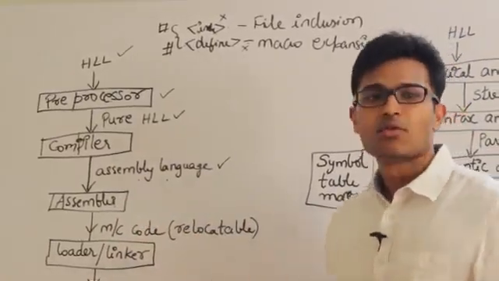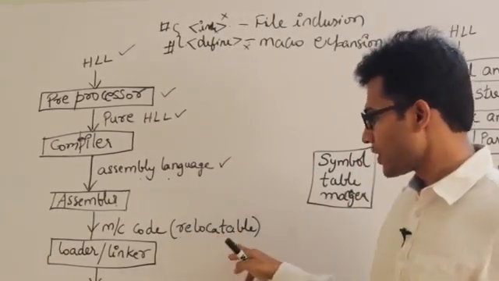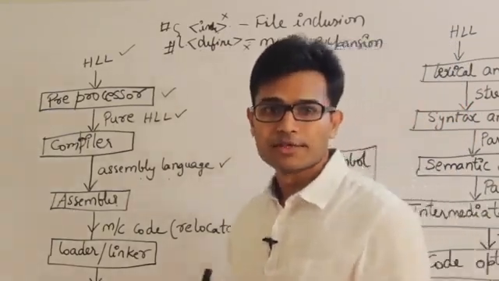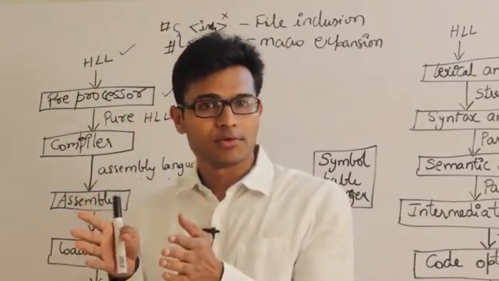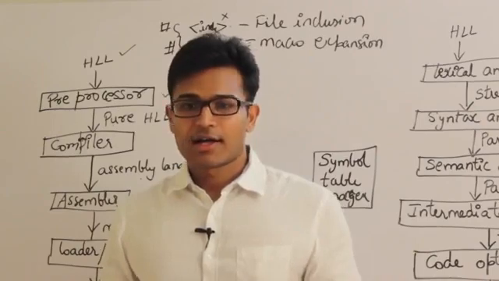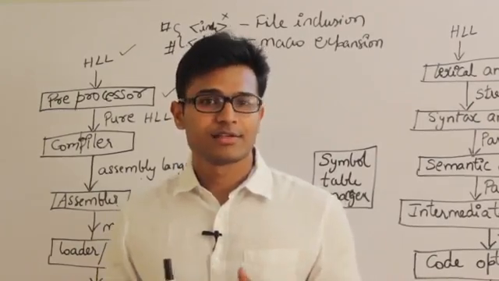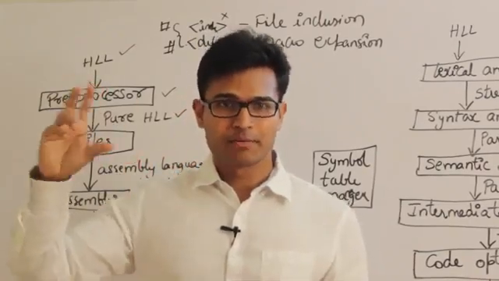So machine code is zeros and ones. But then there are two types of machine codes. One is relocatable machine code and other is absolute machine code. Relocatable machine code means you can load that machine code at any point in the computer and you can run. In the sense, compiler doesn't assume that you are going to run a program only from a particular memory.